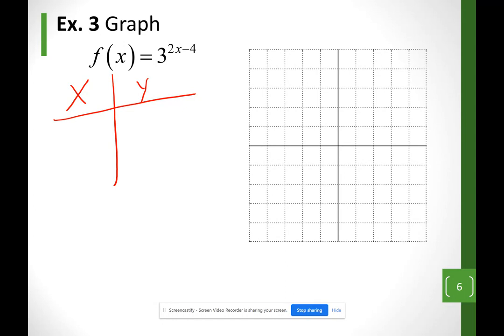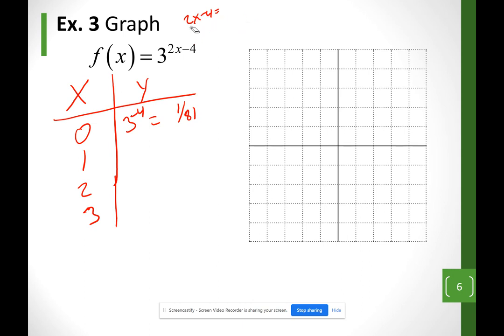I'm just going to think of some values of x. Let me think of 0, 1, 2, 3. Just some values of x. So if x is equal to 0, the exponent 2x minus 4 is 2 times 0 minus 4. That's negative 4. So I have 3 to the negative 4, which is 1 over 81. Oh wow, that's a very low number.